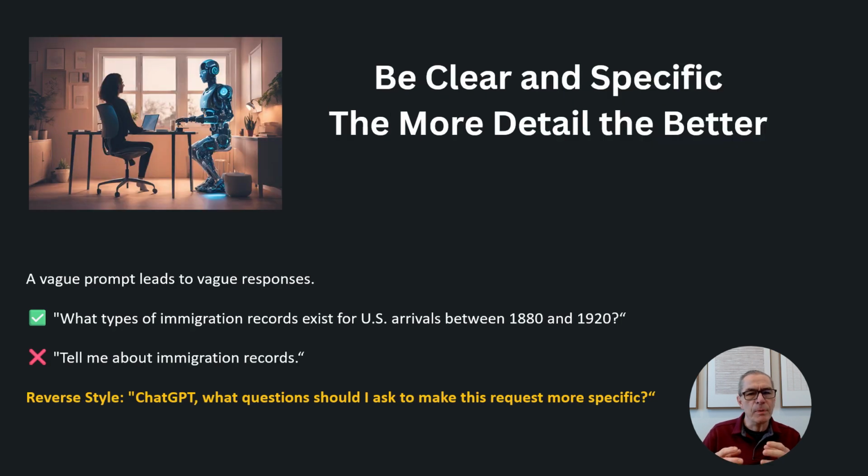So next to that is be clear and specific. And the more detailed, the better in your prompt. You can write a very, very long prompt. This actually is a very short example here, but a vague prompt leads to vague responses. And you can actually almost fill the screen with a prompt. So the more detailed, the better. And if you get the wrong detail, for instance, you can always change that in a conversation.